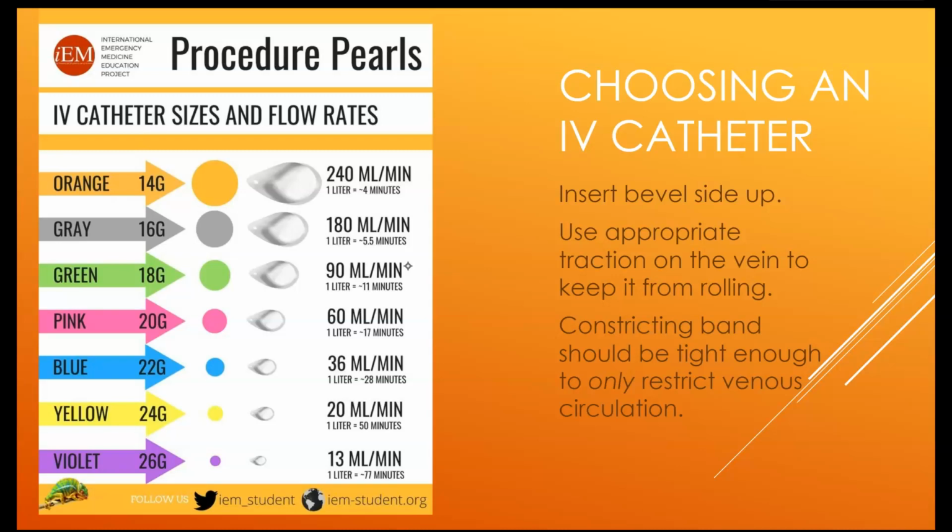While, yes, 14 gauges can administer more fluid, and I think, Joe, you asked about how much a macro drip can give, it's also going to be limited by the size of the IV that you have, right? So your coffee stirrer of a 14 gauge can give up to about a liter every 4 minutes. However, it also depends on the length of the catheter.